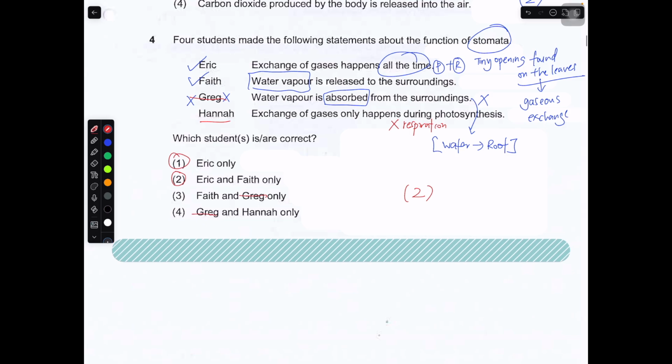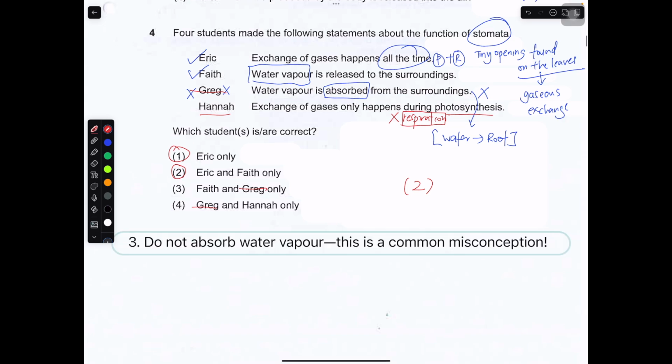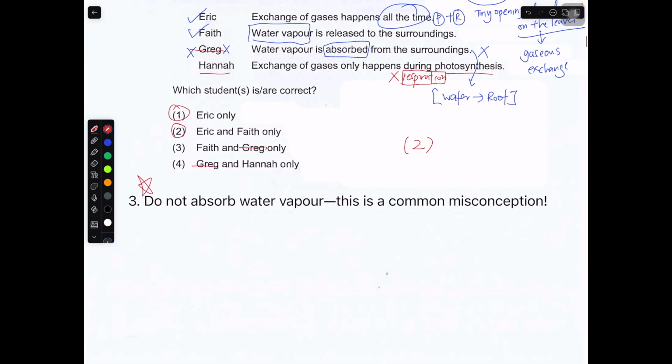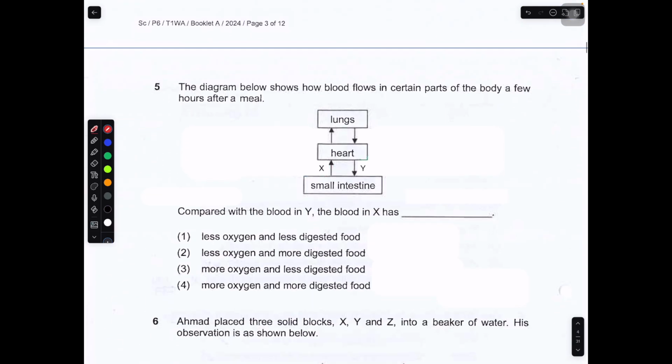The main idea is that during the day, the stomata will be open wider so that it can take in more gas to allow photosynthesis to happen at a higher rate. But during the night, the stomata is slightly closed. This is to still allow gaseous exchange, but just for the respiration process only. During the day, there will be photosynthesis and respiration, but photosynthesis usually happens at a higher rate as compared to respiration. So over here, this is a misconception. The stomata do not absorb water vapor.